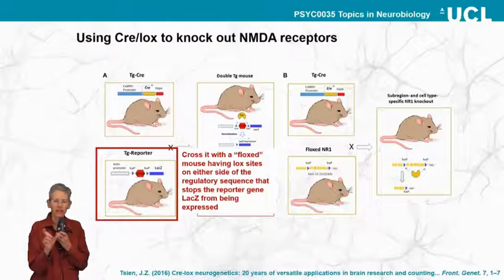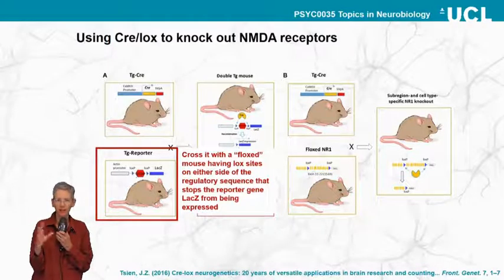a stretch of DNA which stops a reporter gene being expressed. And the reporter gene, if you remember, reporter genes make some type of protein that can be visualized. So in this case, they're taking LacZ, which is a reporter gene. And it's got a little segment of DNA next to it that stops that protein from being made. And that regulatory sequence has loxP sites on either side of it. So normally, that regulatory sequence is active, it's stopping the reporter gene being expressed.